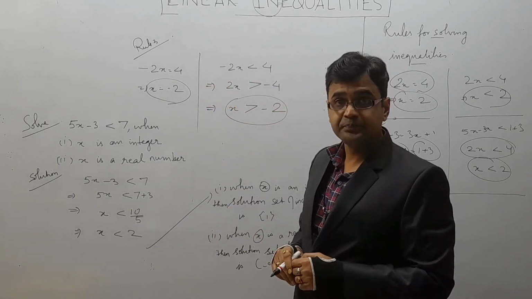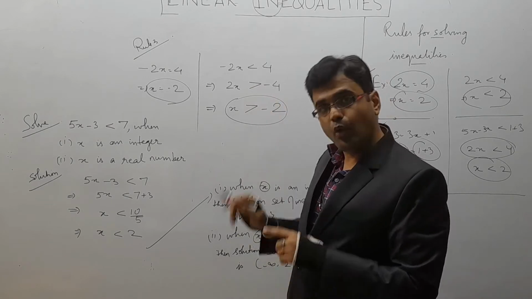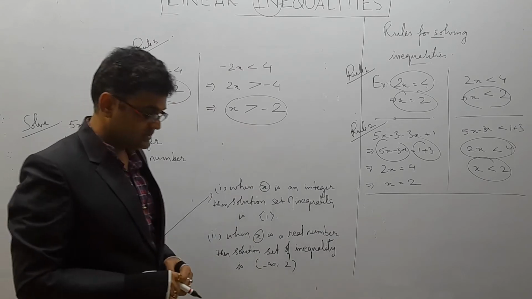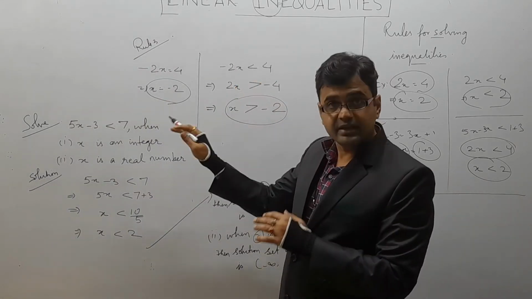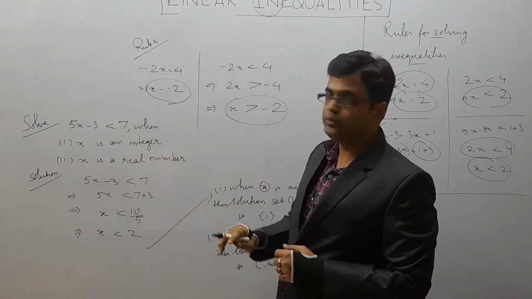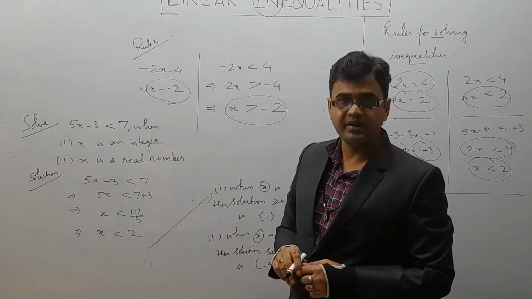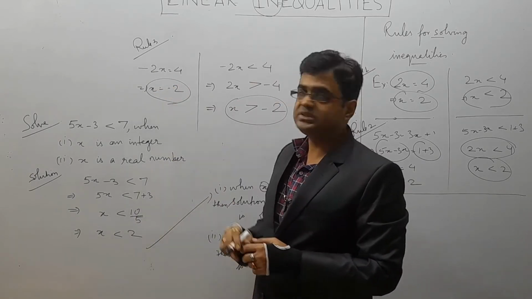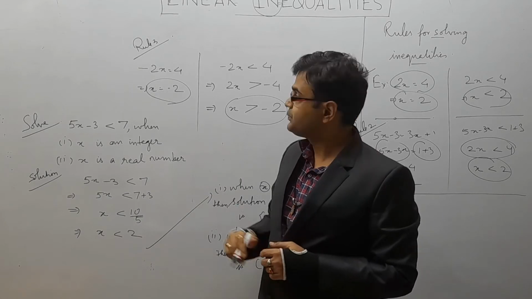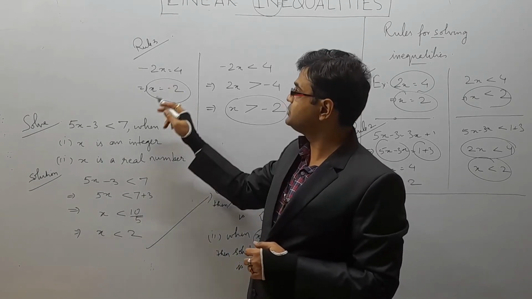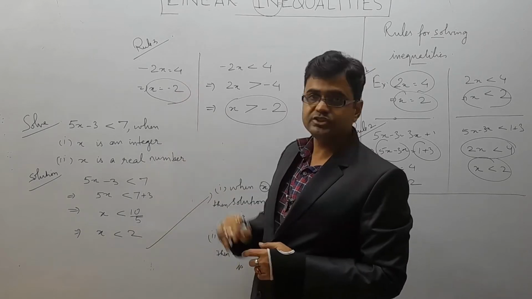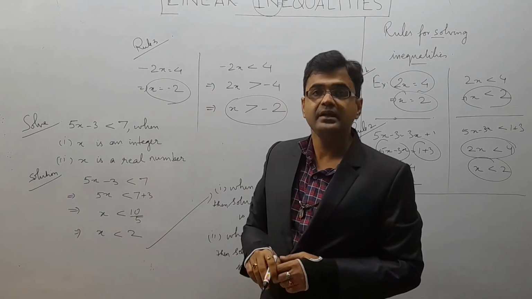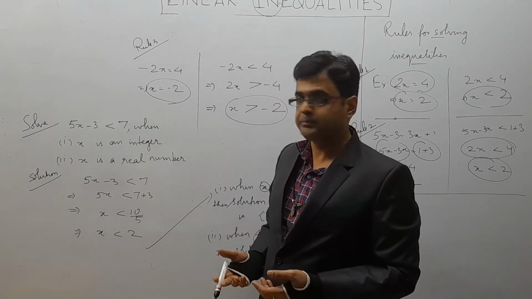If we are multiplying or dividing by a negative number, then the sign reverses. Let's see how. In an equation, what happens if it is minus 2x is equal to 4? It simply becomes x is equal to minus 2. What have we done? We have simply divided both the sides by minus 2. If we divide the LHS by minus 2, it becomes x, and if we divide the RHS by minus 2, it becomes minus 2. So we have divided both the sides by minus 2 and the equation remains the same.